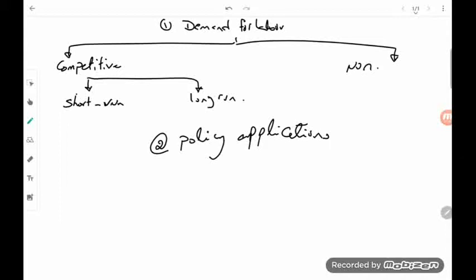Okay, let's start with the first part, which is short run demand for labor when the labor market and the product market are competitive.